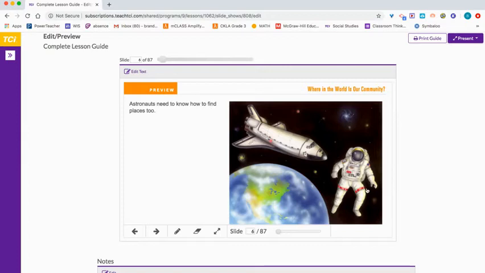So the first piece is astronauts need to know how to find places too. Astronauts start out down on Earth, and they're going to go all the way up into space so that they can see our universe from a different perspective. They're seeing it from way above. So I want you to take a moment to look at this picture and start to identify some different things you see. I'll point some things out in a moment. I want you to pause this video and take a few moments to look at different things in this picture and see what you can identify. Try to find 5 to 10 different things that you see in this picture.